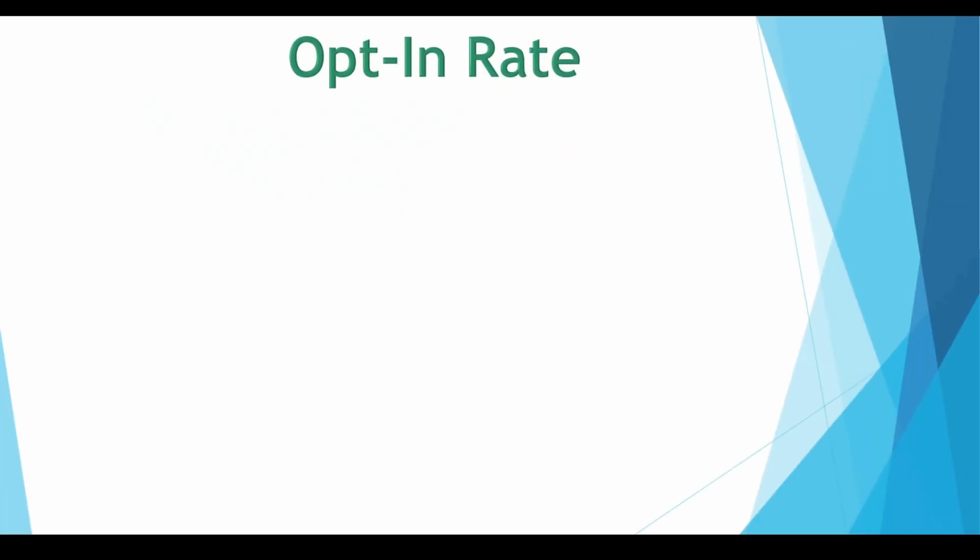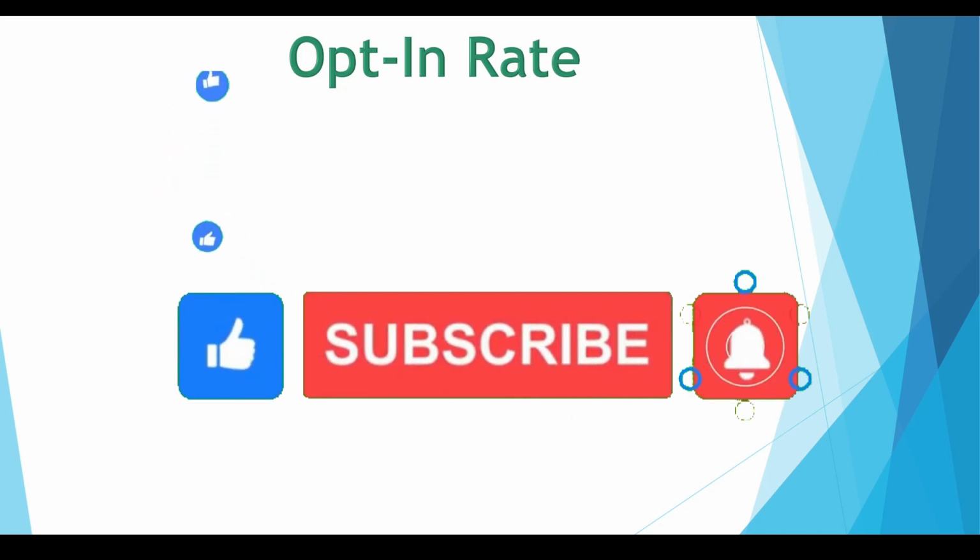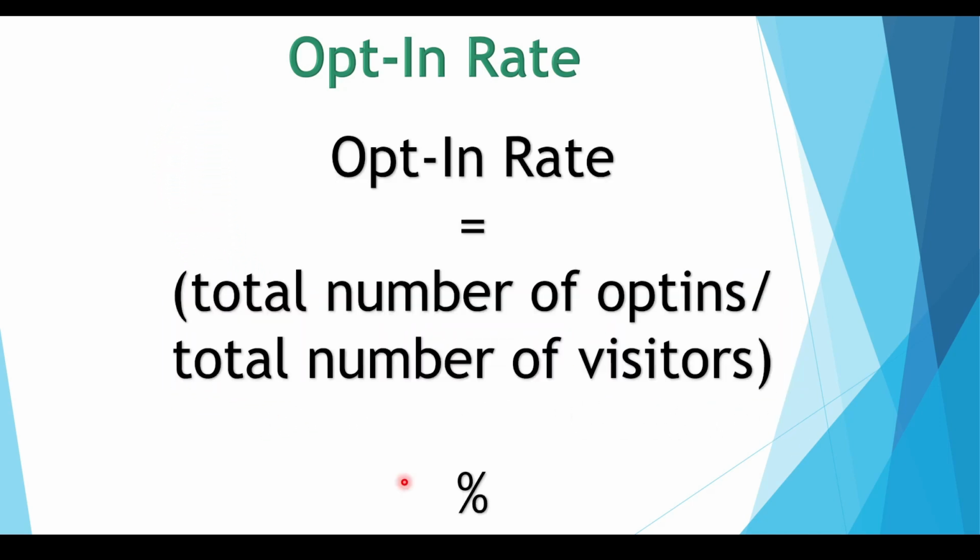So before we show you how the opt-in rate affects the cost per lead, we need to clarify the fundamentals, which is those two metrics being opt-in rate and cost per lead. So let's clarify the first metric, which is the opt-in rate. The opt-in rate is the percentage of people who visit your squeeze page and then decide to give their information on the squeeze page.